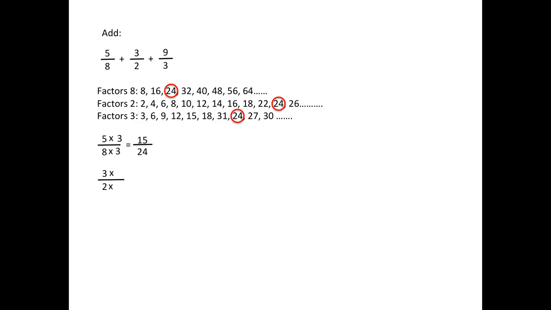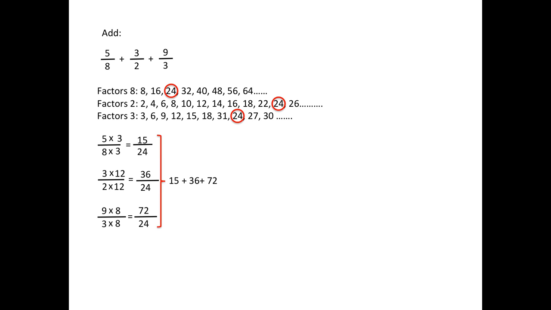To get the 24 in the denominator, you need to multiply by 12 in the denominator, and you multiply by 12 in the numerator. 36 divided by 24. In this case, I have the same denominator. And the last fraction, I need to multiply 3 by 8 to get 24. If you multiply by 8 in the denominator, you need to multiply by 8 in the numerator, and this is 72 divided by 24.